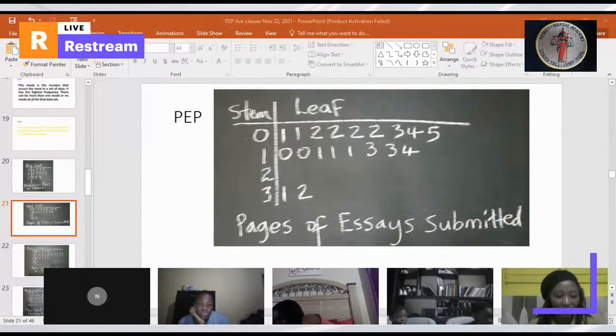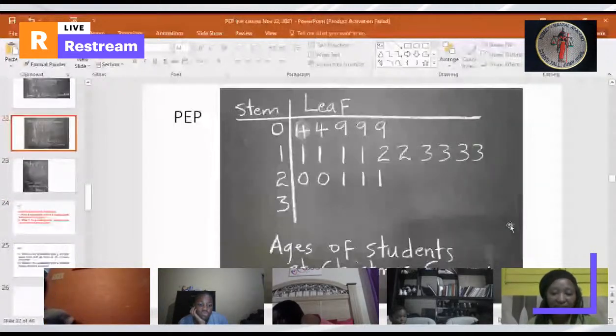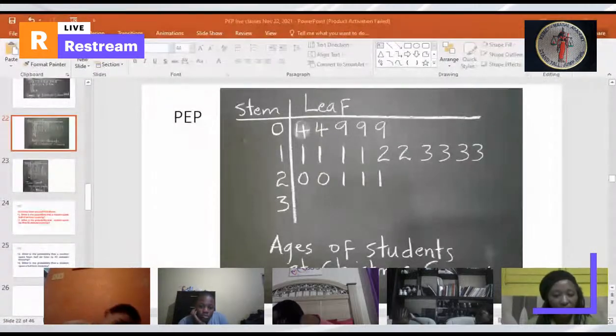So the third stem and leaf, and this one shows ages of students at. So some students went to a Christmas concert, a small concert.